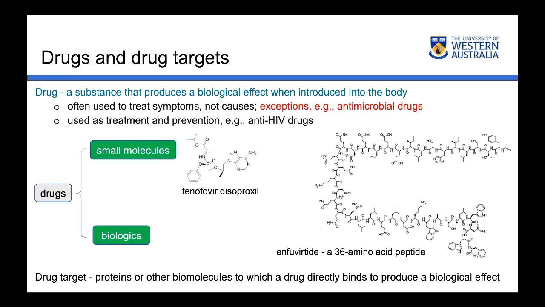Now, you probably remember this slide at the very beginning of my first lecture. Now we are going to complete the other half by looking at drug targets. Drug targets refer to proteins or other biomolecules to which a drug binds directly to produce a biological effect. I should point out that the vast majority of drugs do bind to a drug target in order to produce a biological effect, and therefore identifying and understanding these drug targets is important.